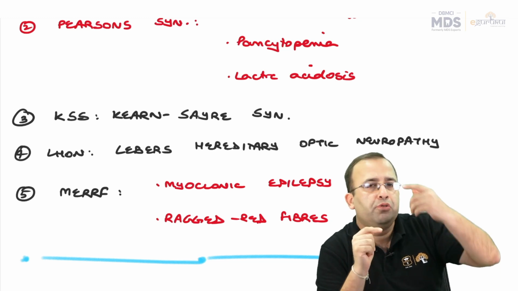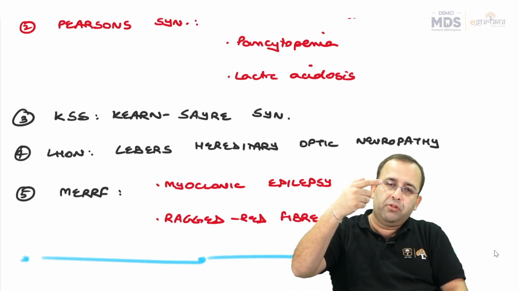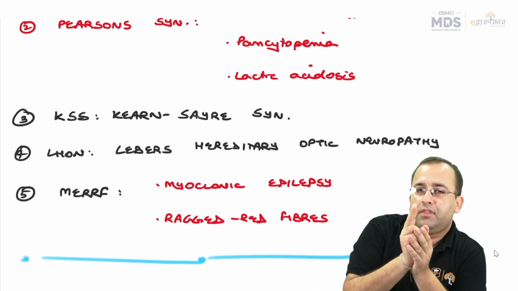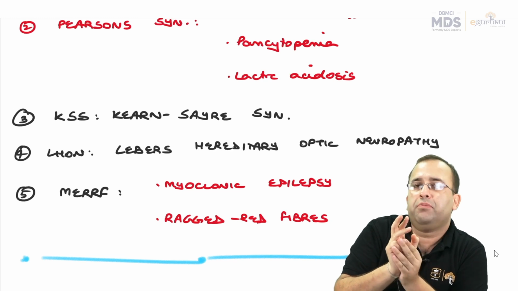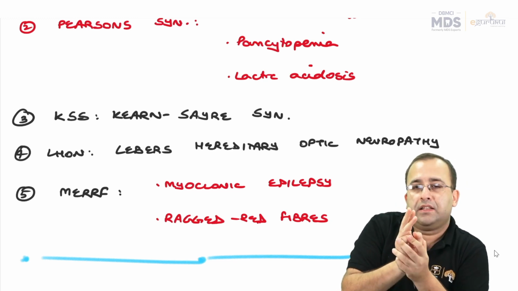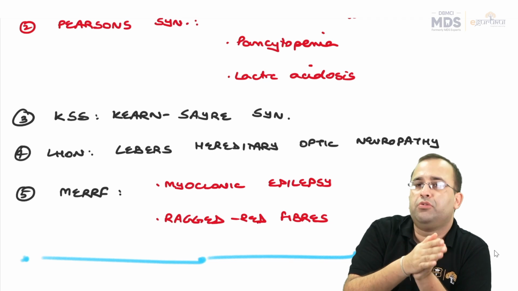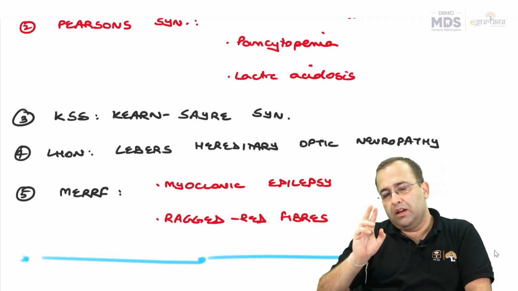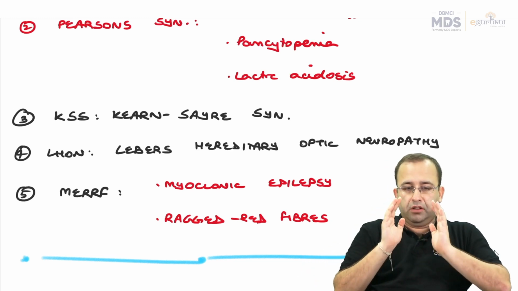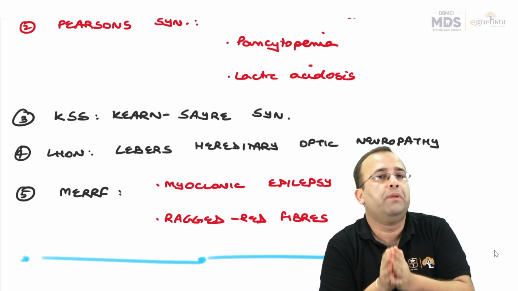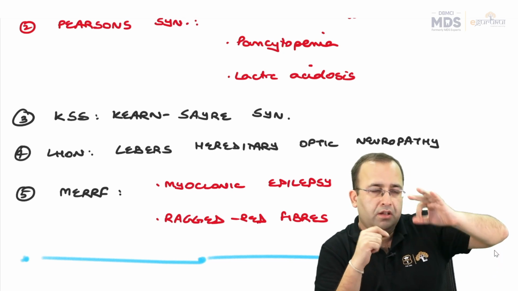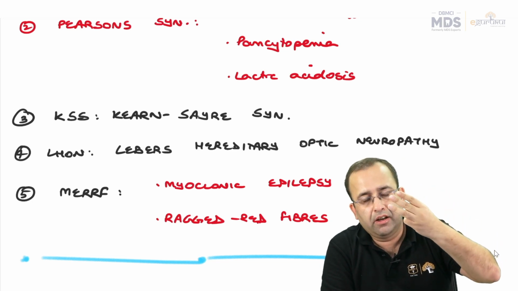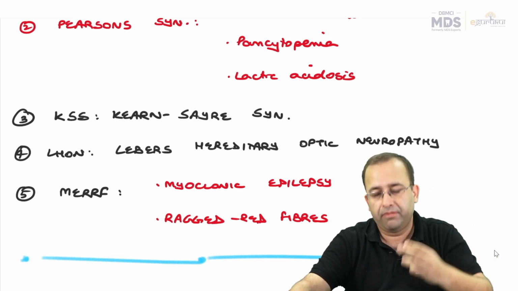Just speak them out once with me. Most common was MELAS: mitochondrial encephalopathy, lactic acidosis, stroke-like symptoms. Others are Pearson's syndrome, pancreatic insufficiency, pancytopenia, lactic acidosis. KSS, Kearns-Sayre syndrome. LHON, Leber's hereditary optic neuropathy. And MERRF, myoclonic epilepsy, ragged red fibers. So, this finishes non-Mendelian inheritance. It was of 3 types: genomic imprinting, trinucleotide repeat diseases, and mitochondrial inheritance. Done.